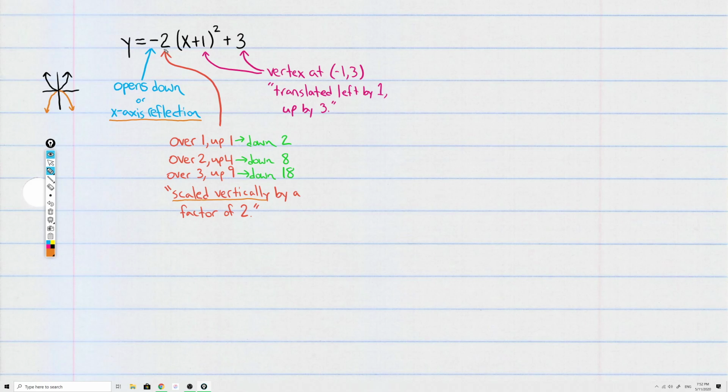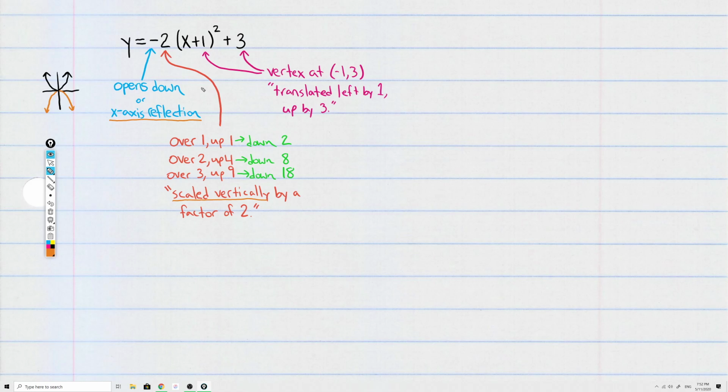If you just focus on the 2, we know how to deal with that. The parent function, starting at the vertex, you go over 1 up 1, over 2 up 4, over 3 up 9, because 1 squared is 1, 2 squared is 4, 3 squared is 9. Well, what this number in the front does, the 2, it scales all of those y values. So instead of going up by 1, you multiply by 2. 1 times 2 is 2. 4 times 2 is 8. 9 times 2 is 18.